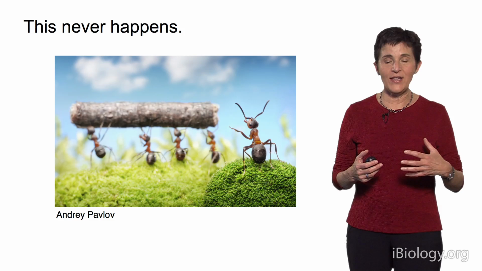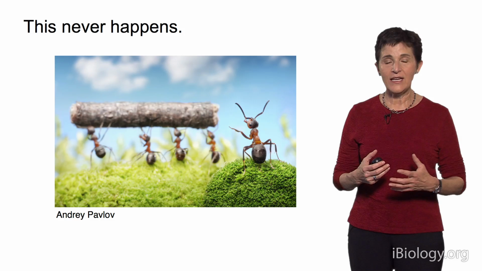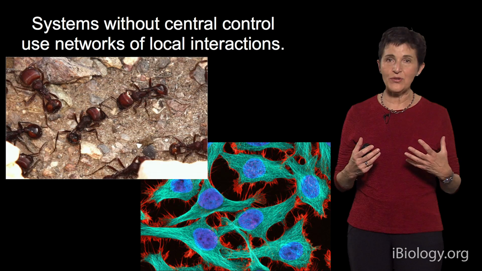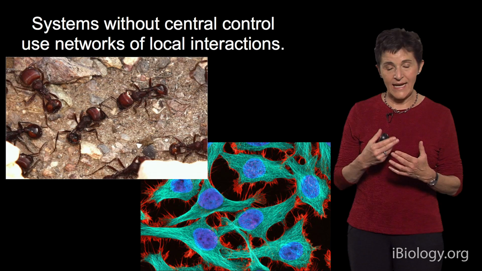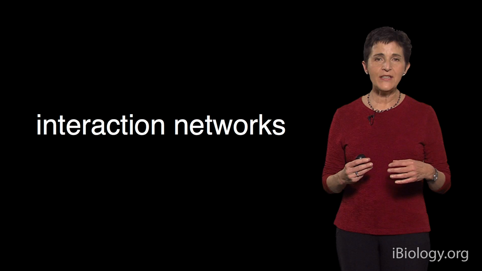Although this is the way that most people think about ant colonies, this is a silly picture that's been staged. In fact, this never happens. There's no foreman, there are no bureaucrats, there are no managers. Somehow, the behavior of the colony, the way that it can respond to its environment, arises through interactions among ants. Systems without central control always use networks of local interactions. In ants, those are networks of antennal contact and chemical interactions. In cells, also, those are networks of chemical interactions between cells and between cells and their environments. And so all of these interactions together create a network.